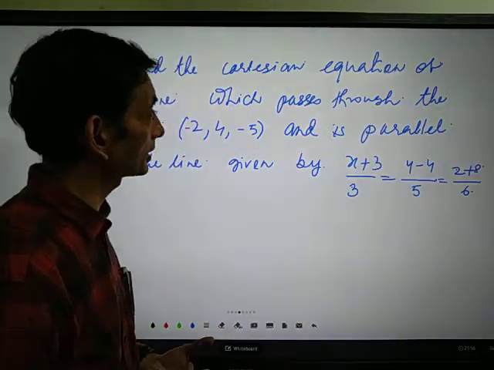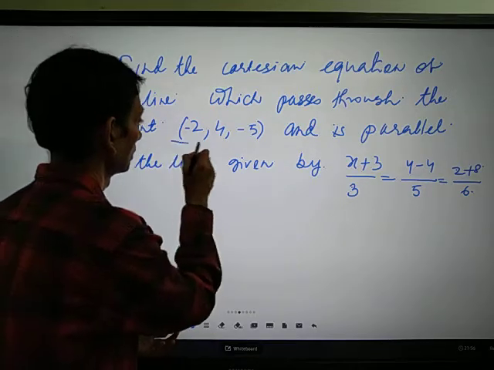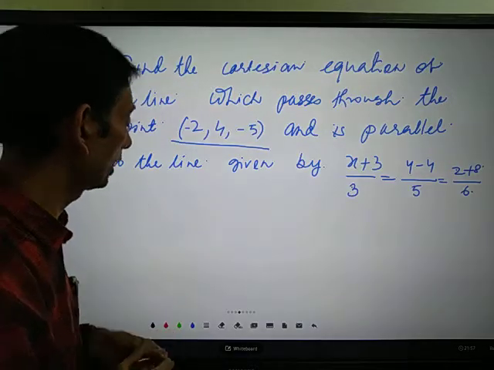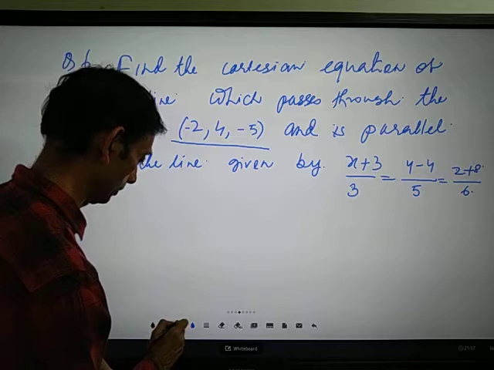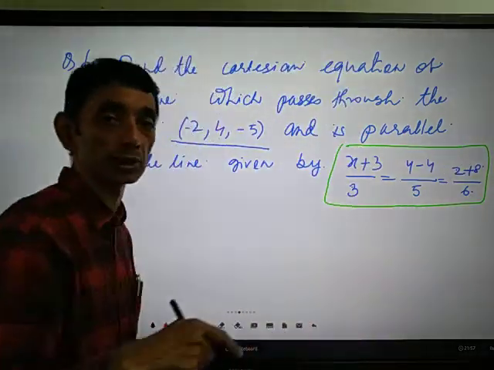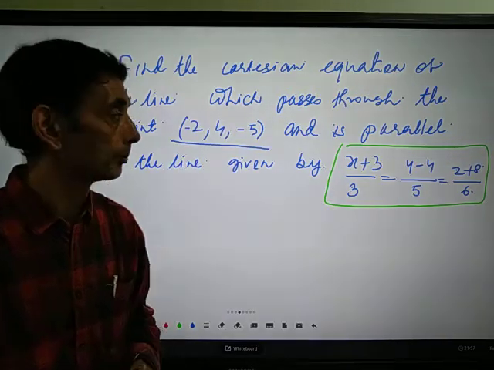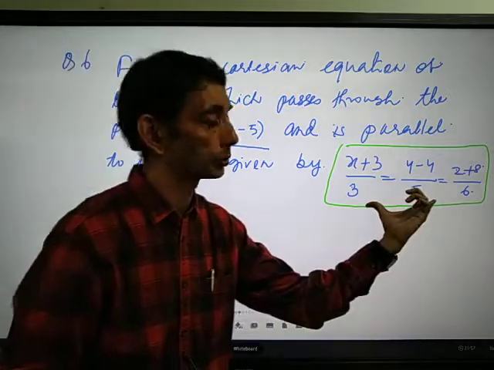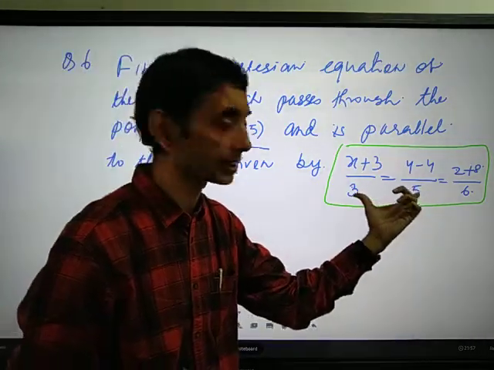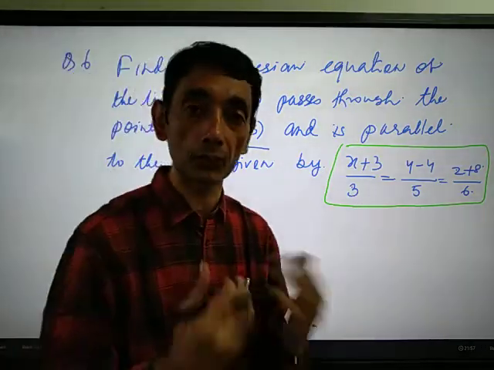So find a Cartesian equation of the line which passes through a point. Okay, the line passes through this and is parallel to the line given by. So what you need to do is, we need to find an equation of a line which passes through -2, 4 and -5, and the line is parallel to this line. So with the help of this line we can find out the direction ratio of the line that you need to find out.